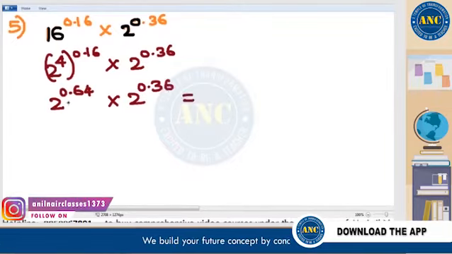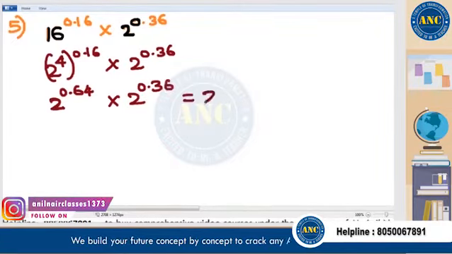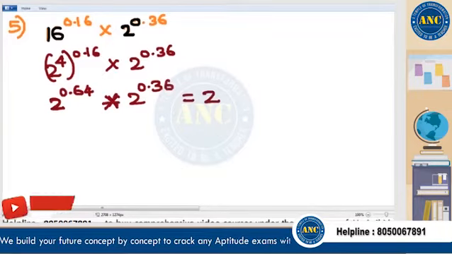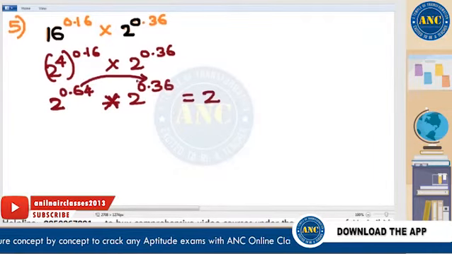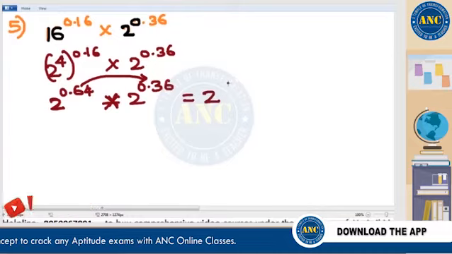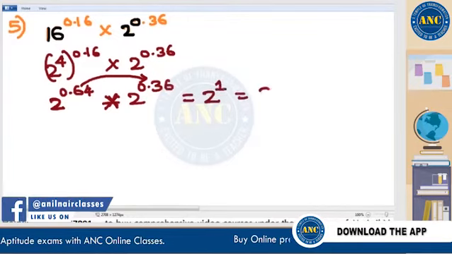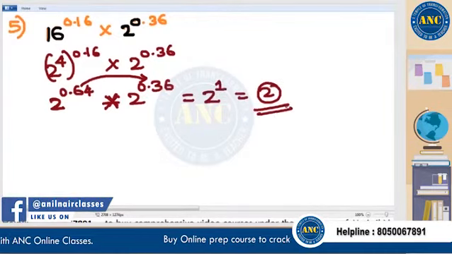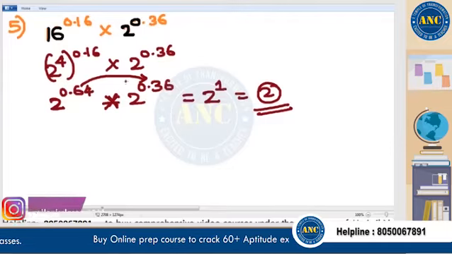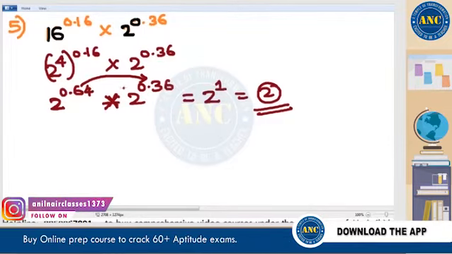In both the cases, the bases are same. Keep only one base. If they are multiplied, add the powers. 0.64 plus 0.36 is 1. 2 power 1 value is 2.